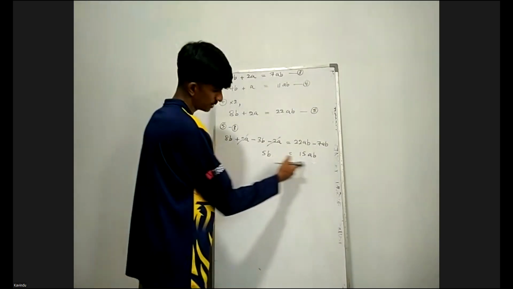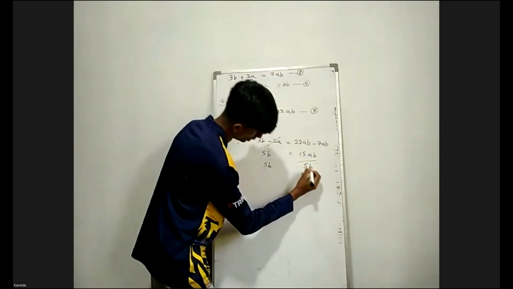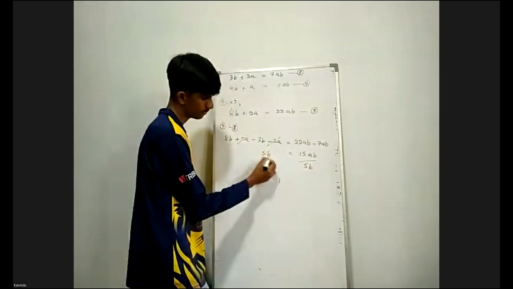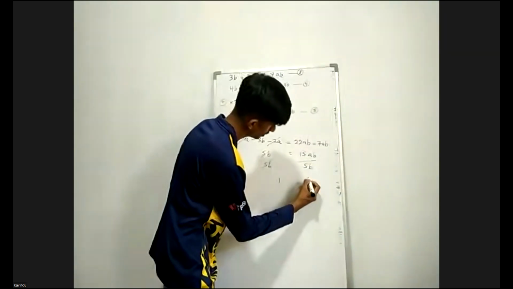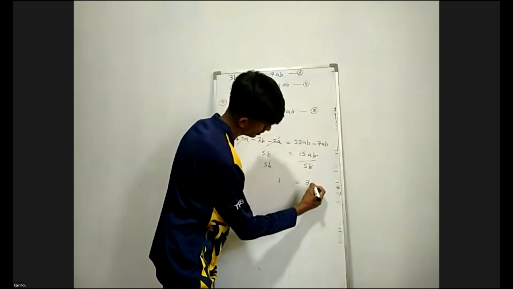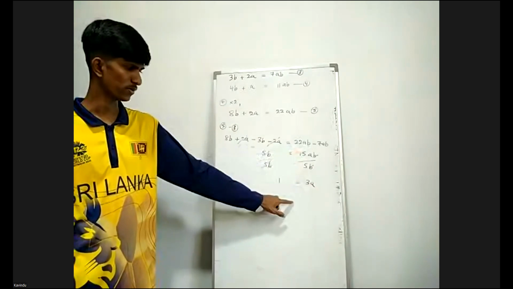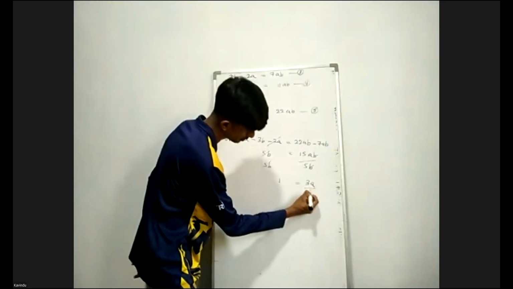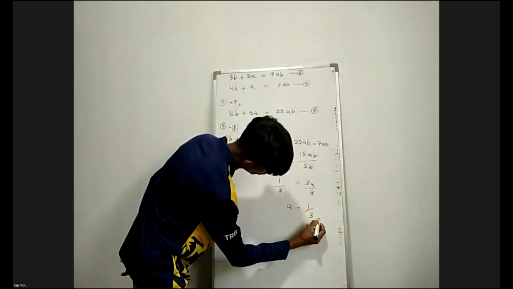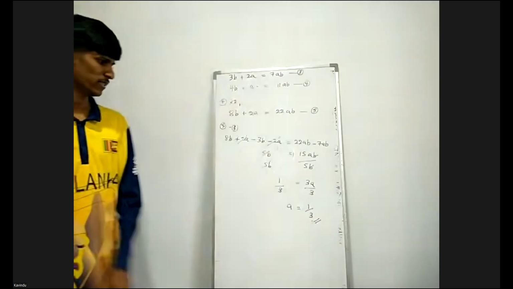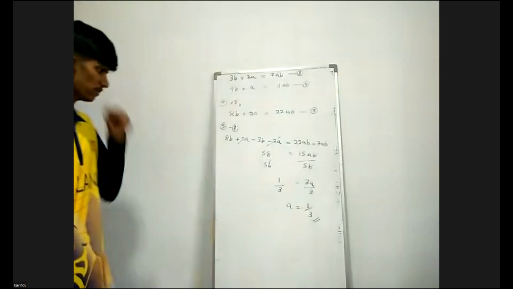Then we divide both sides by 5B, not only 5, but both 5B. Then this side is 1. Then we will take B is equal to 1 upon A. Then divide both sides by 3, and we get A is equal to 1 upon 3.